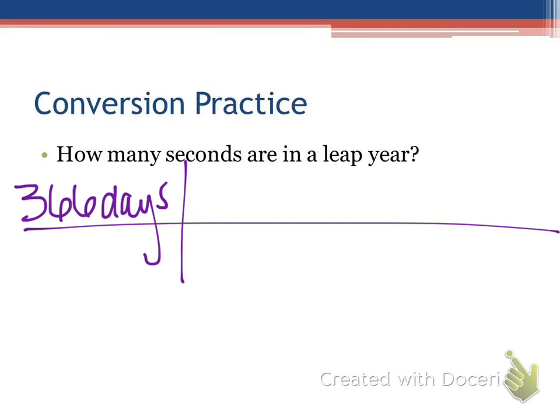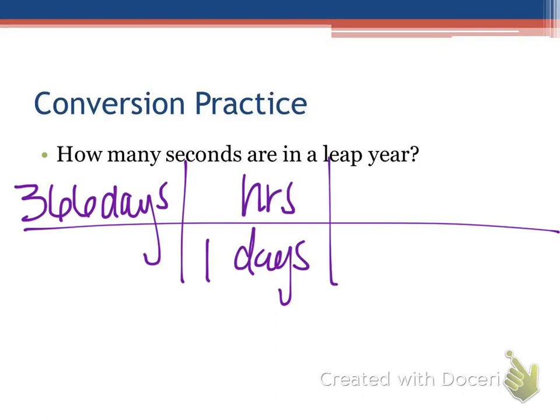Okay, we want to know how many seconds. So to go from days to seconds, do we automatically know how many seconds are in a day? Probably not, right? But we can go days to hours, right? So 1 day is equal to how many hours? 24. Okay, so I'm done with days.